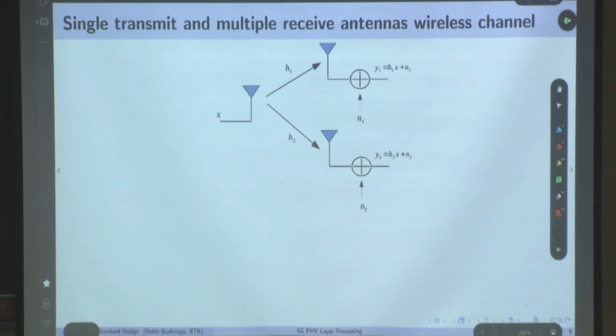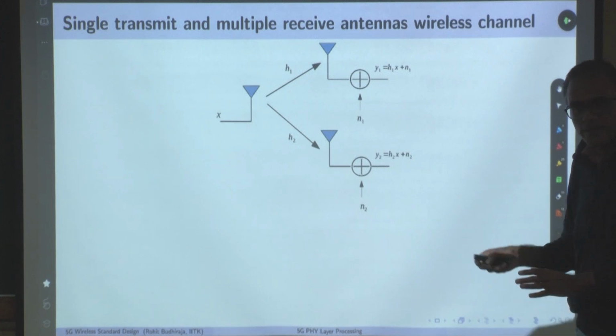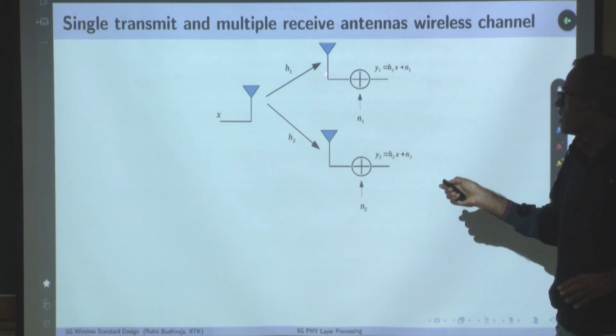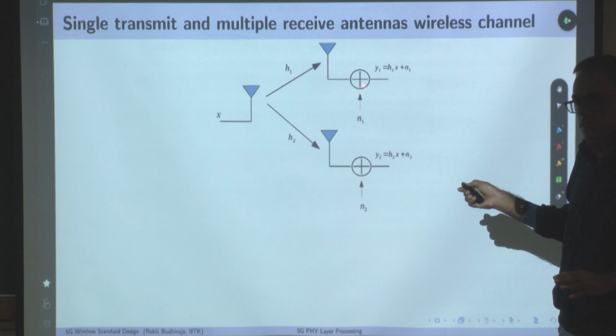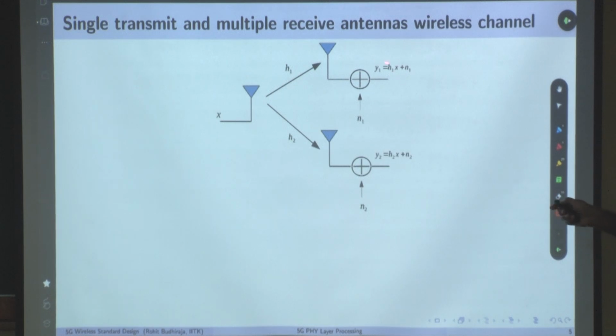Now let's see what we are doing here. There is only 1 transmit antenna. I put 2 receive antennas. Let's say this is your mobile and this is the base station, which has 2 receive antennas. Now what will happen here? What will be the signal received at the first antenna? y1 is equal to h1x plus n1. The channel from the transmit antenna to the first receive antenna we are calling h1. From the transmit antenna to the second receive antenna, we are calling that channel h2. So what will be the signal received here? y2 is equal to h2x plus n2.